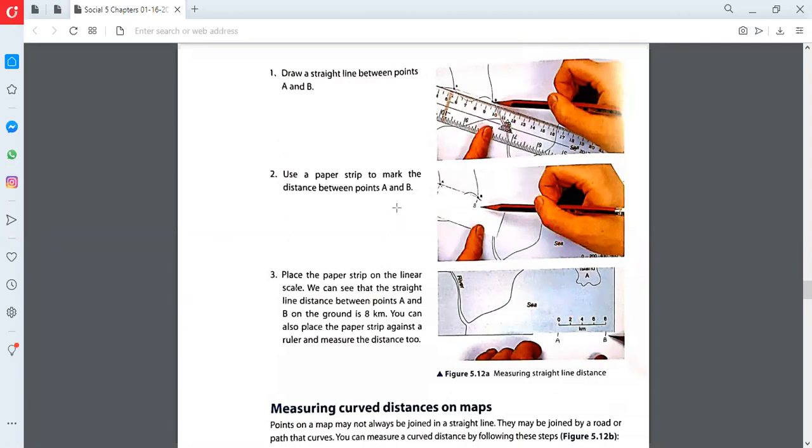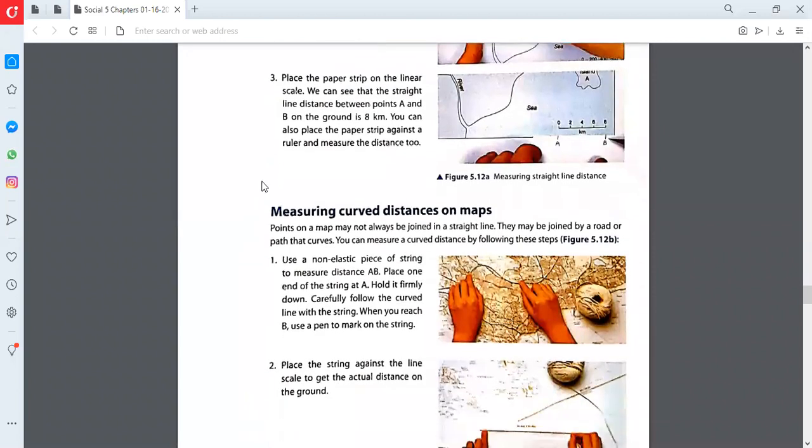Okay, so now we can see the straight line distance between points A and B on the ground is 8 kilometers. You can also place the paper strip against a ruler and measure the distance too. So this is a trick to use the paper strip or the scale to measure the distance between two points. Okay, so now we are moving on to the next part of this topic, which is measuring curved distances on maps.